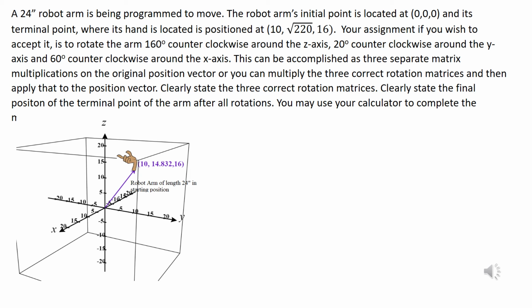Your assignment, if you wish to accept it, is to rotate the arm 160 degrees counterclockwise around the z-axis, 20 degrees counterclockwise around the y-axis, and 60 degrees counterclockwise around the x-axis. This could be accomplished as 3 separate matrix multiplications on the original position vector, or you can multiply the 3 correct rotation matrices and then apply that to the position vector.